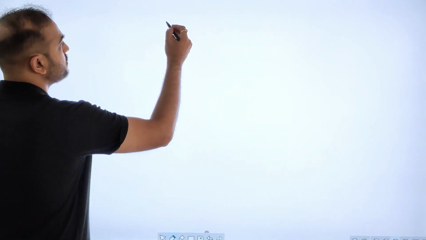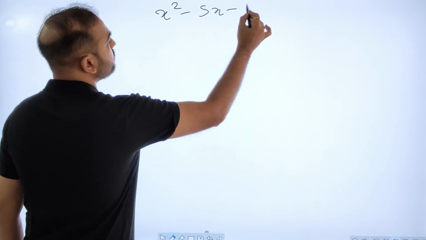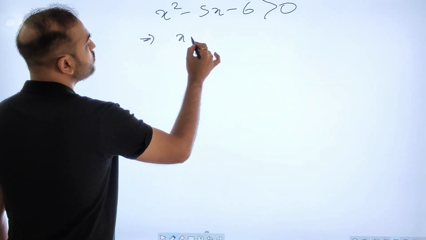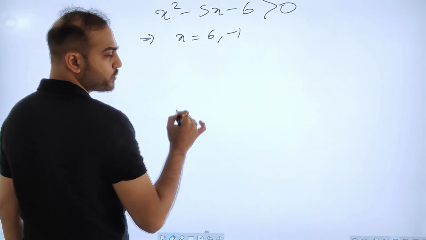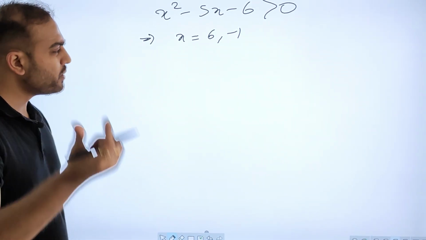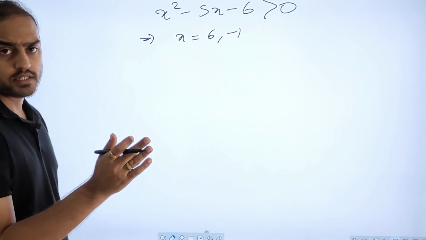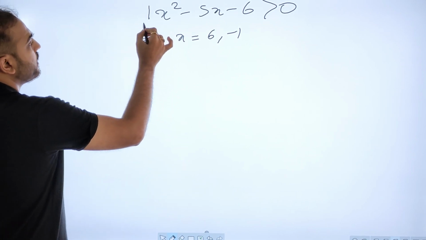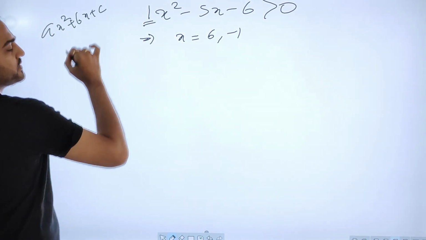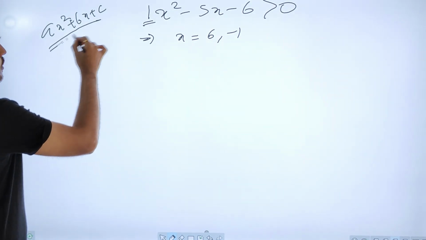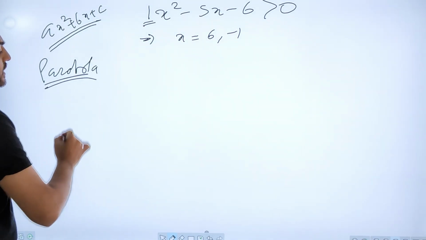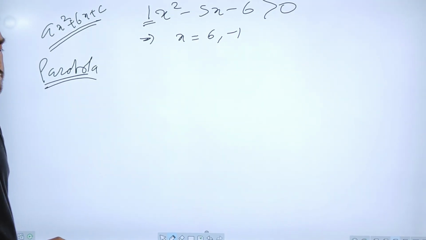So the question was x square minus 5x minus 6 greater than 0. We solved it. We got the roots as 6 and minus 1. Now, I'll quickly tell you the theory behind it, and then you can just memorize the trick. A quadratic equation is written as ax square plus bx plus c. The graph of a quadratic equation is always a parabola.